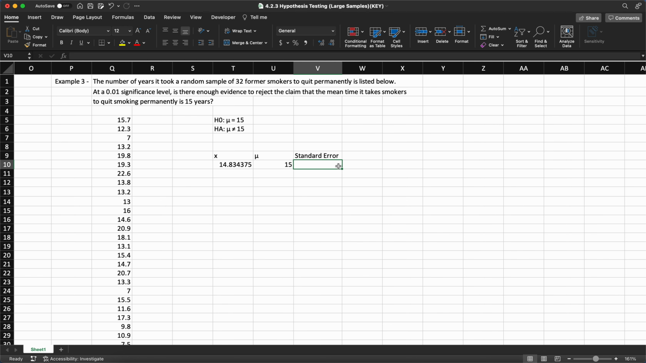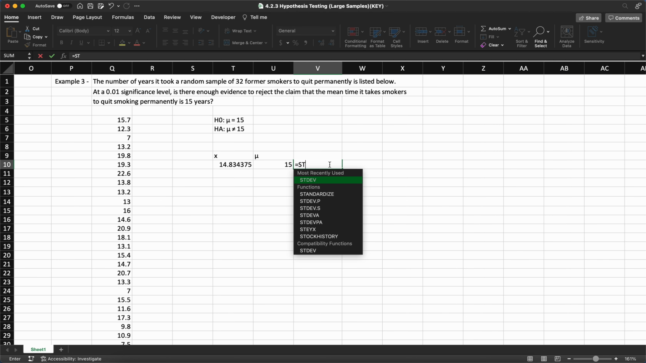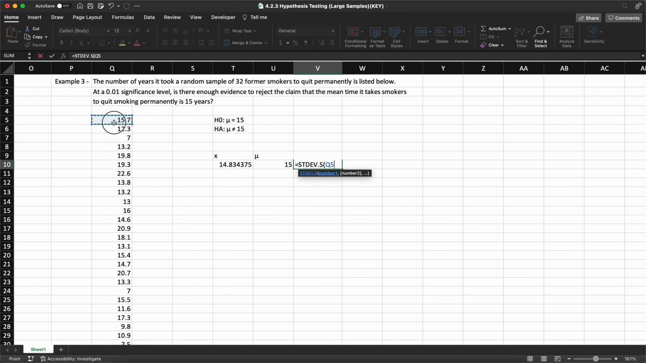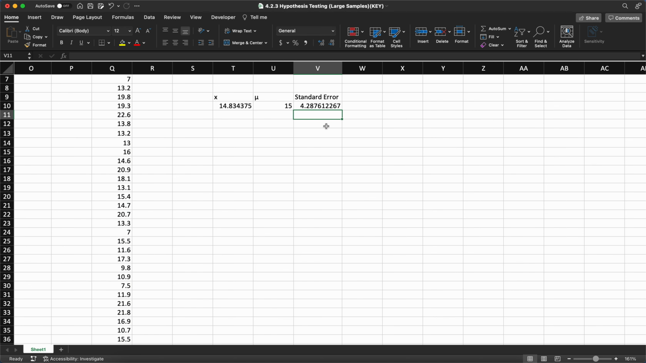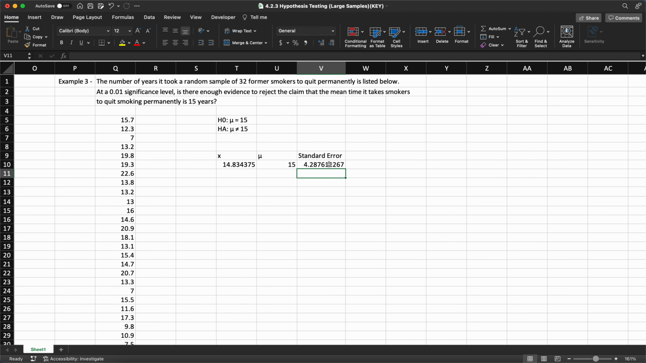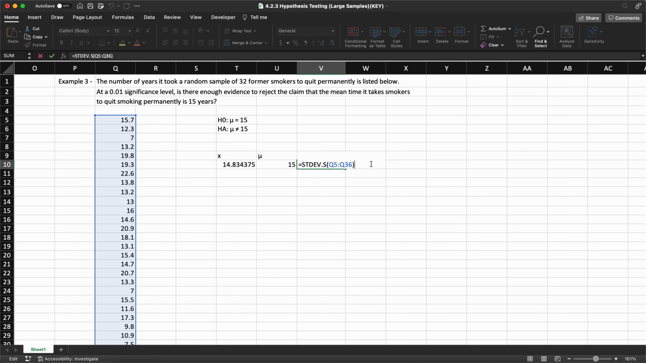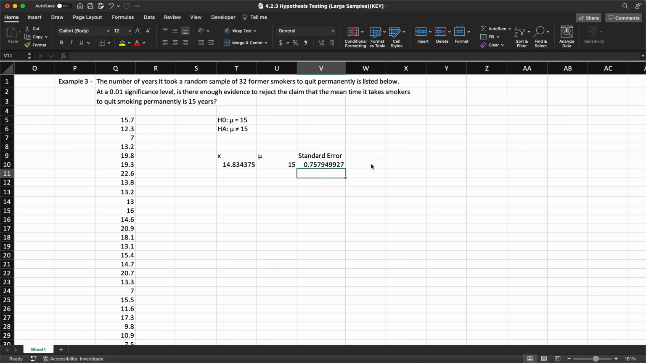The standard error I'm going to find by first finding the standard deviation of this data set. So that's stdev.s. This is a sample, it's not a population. And so the standard deviation is going to be 4.287, but that's not the standard error. The standard error is the standard deviation divided by the square root of the sample size, which in this case is 32. So the standard error is 0.758.